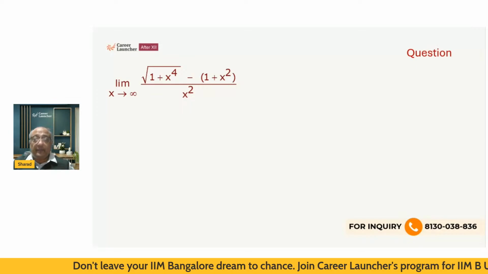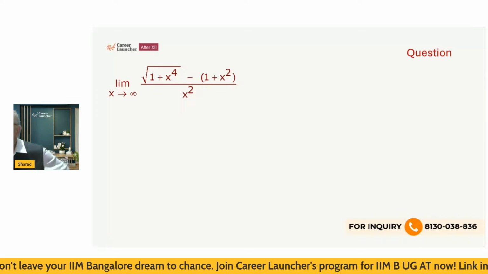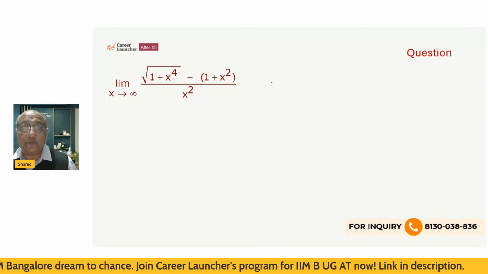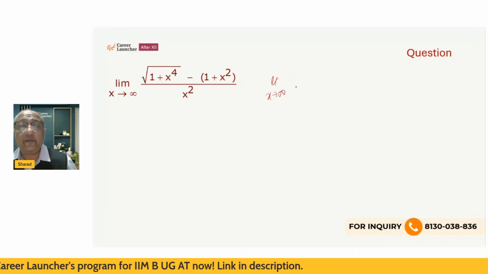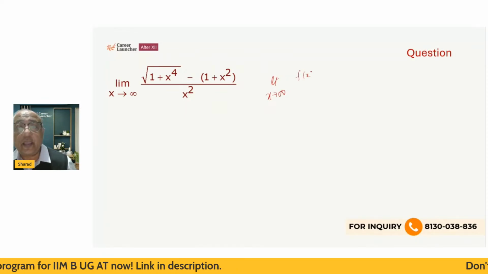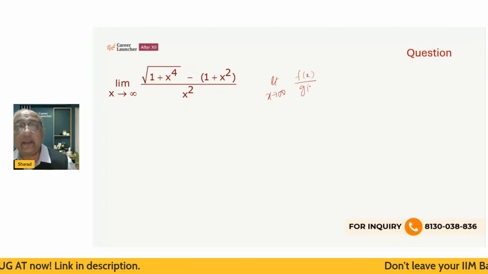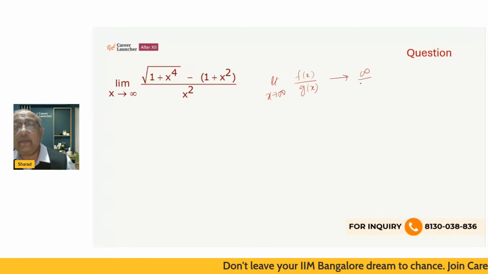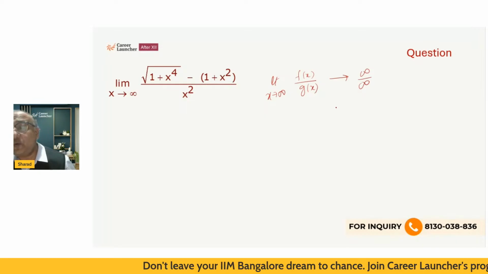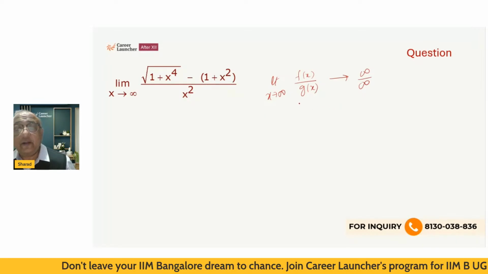Right, now let me teach you one more part. How do we solve limit x tends to infinity? Whenever you have limit x tends to infinity and you have f(x) by g(x) kind of a term, this will give you infinity by infinity form. Please don't start differentiating. Do like this.